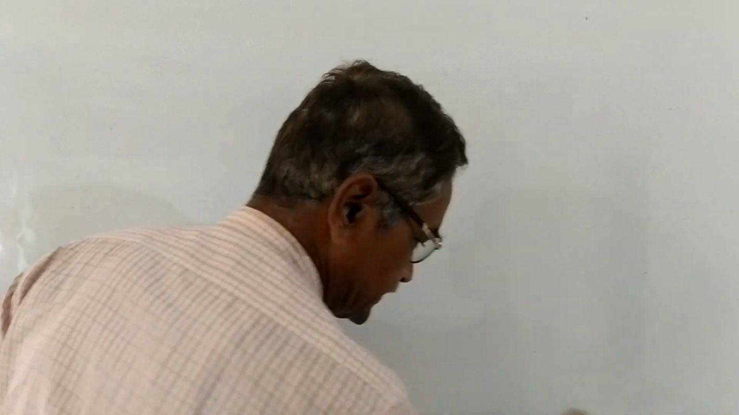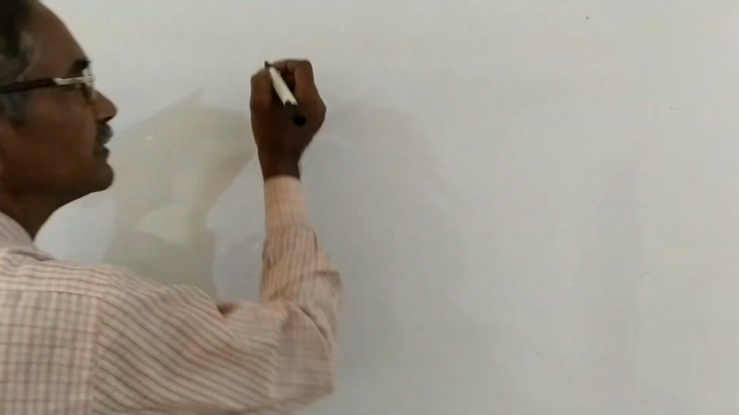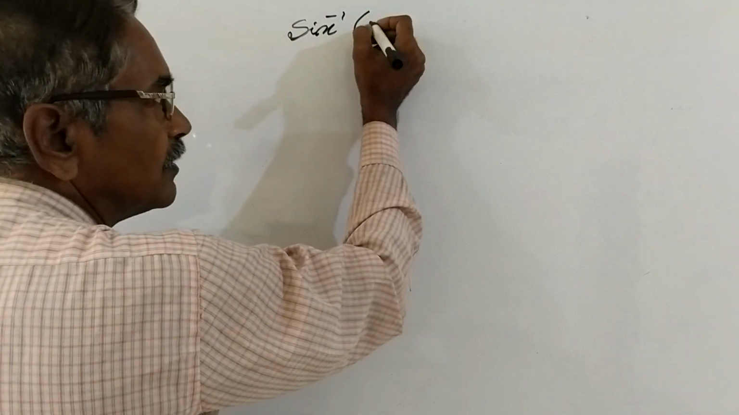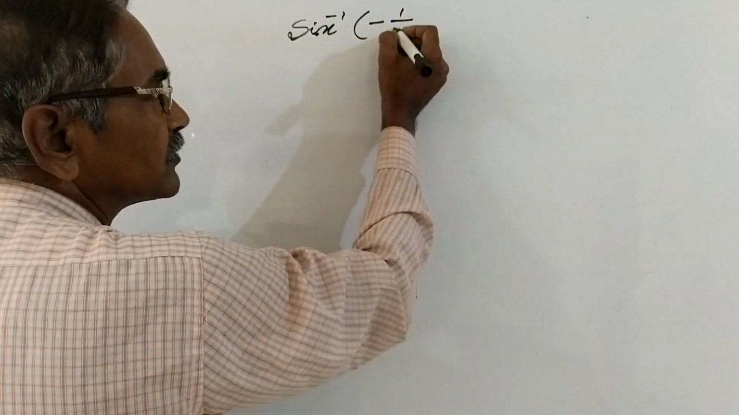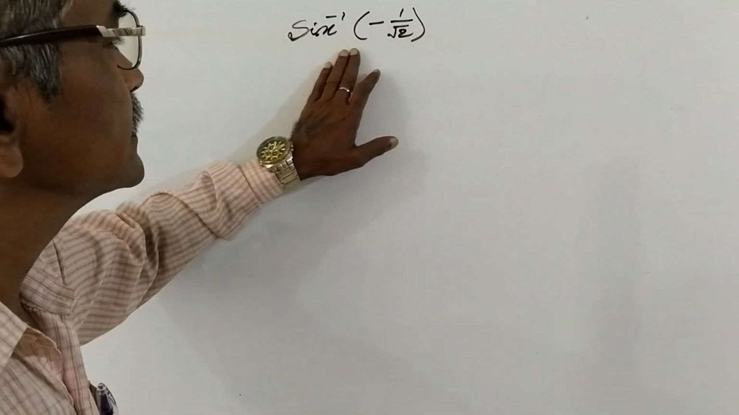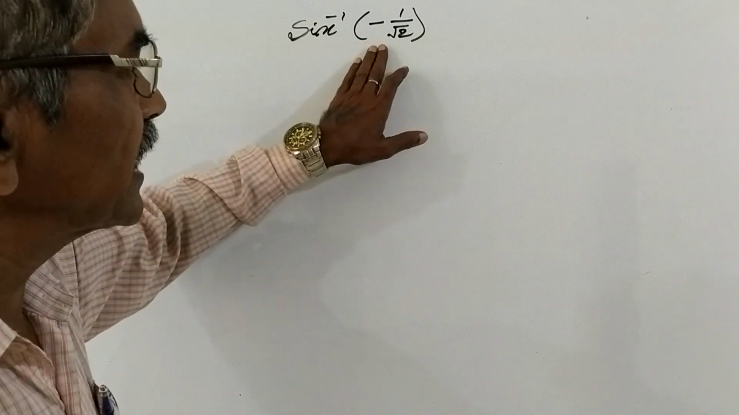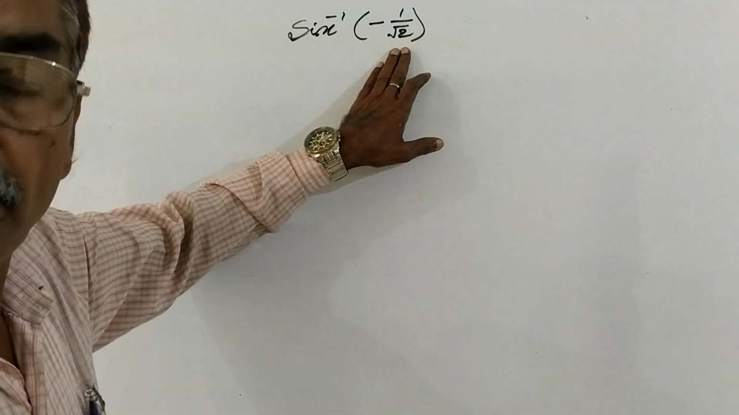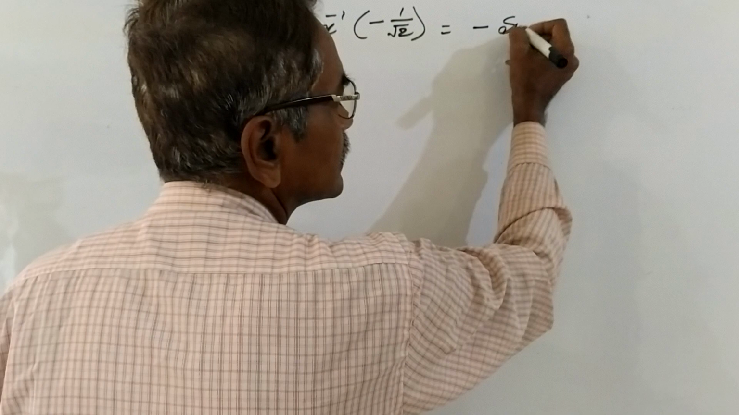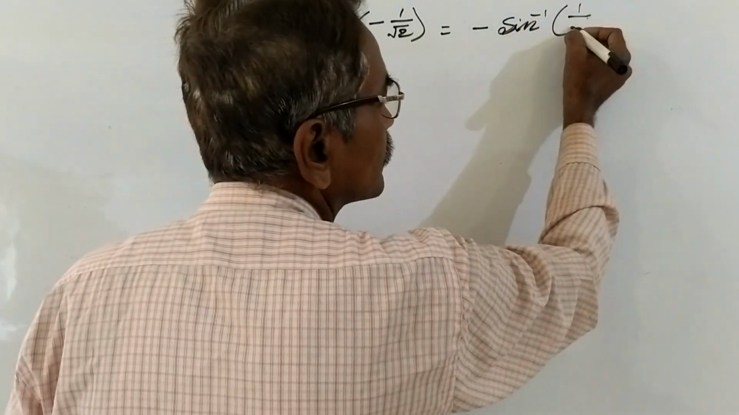Now, the first thing that we must know is the values calculation. For example, find the principal value of sine inverse (minus 1 by root 2). We have already learned that sine inverse of minus x equals minus sine inverse x. So it will be written as minus sine inverse (1 by root 2).